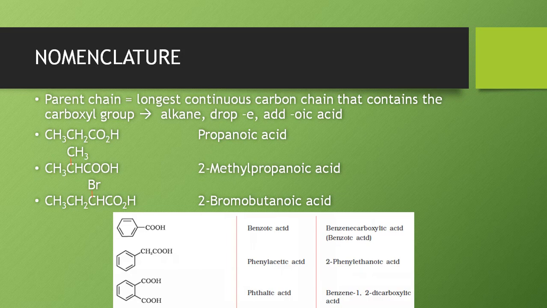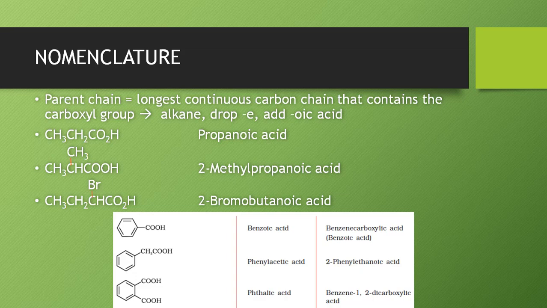Now let us talk about its nomenclature. As you already know, the parent chain is longest continuous carbon chain containing the carboxyl group. And how is the name done? From the alkane, drop E and just add oic acid. Like if it is of one carbon, it will be methanoic acid. You can see the first example. With 3 carbons, it is named as propanoic acid.